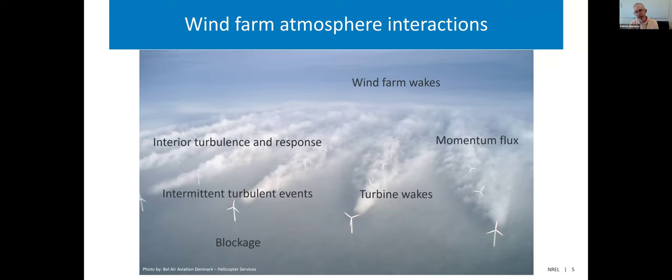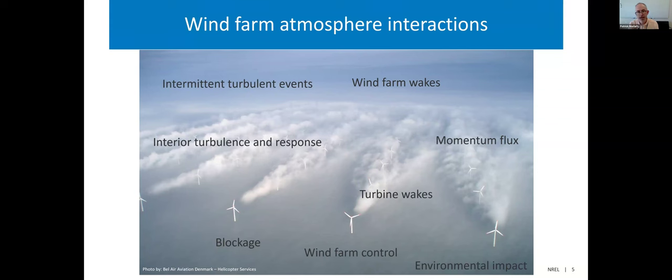Okay, so in addition to wakes, we also have other environmental, wind farm atmosphere interactions that we're interested in. So we have wakes both at the turbine scale and also the wind farm scale, the larger scale. But then we're also interested, especially in AWAKEN and other effects, in blockage, that was mentioned in the Orsted press release. We want to know how the wind farm is exchanging momentum with the atmosphere. So what is the momentum flux between the atmosphere, both above and to the sides of the wind farm? And how are wakes replenished from that momentum flux?